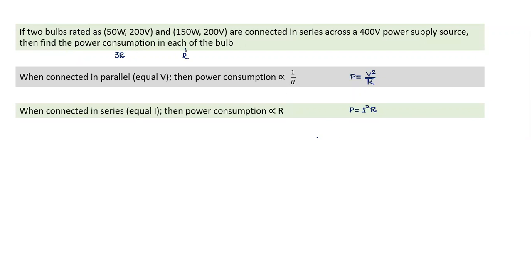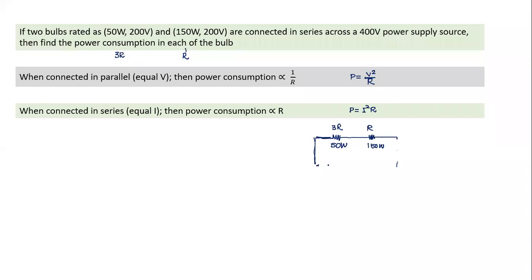So when the two bulbs are connected, it will be like this. You can calculate this in a more detailed way also, but let's understand quickly: this bulb is nothing but a resistance. This 50 watt bulb has a resistance of 3R, and the other one is the 150 watt bulb, whose resistance is R. They are connected across what potential difference? They are connected across 400 volts.